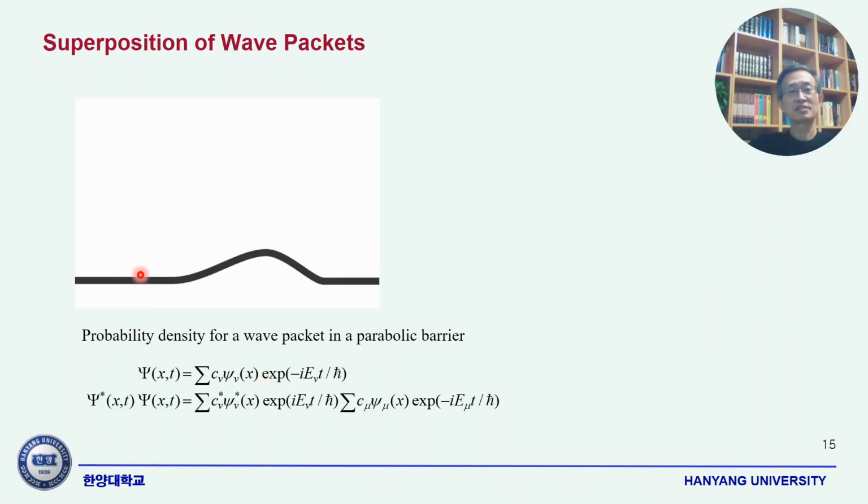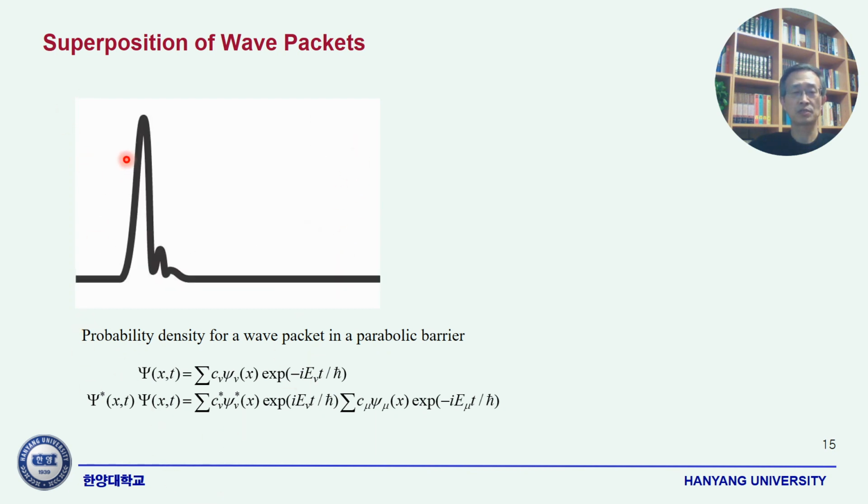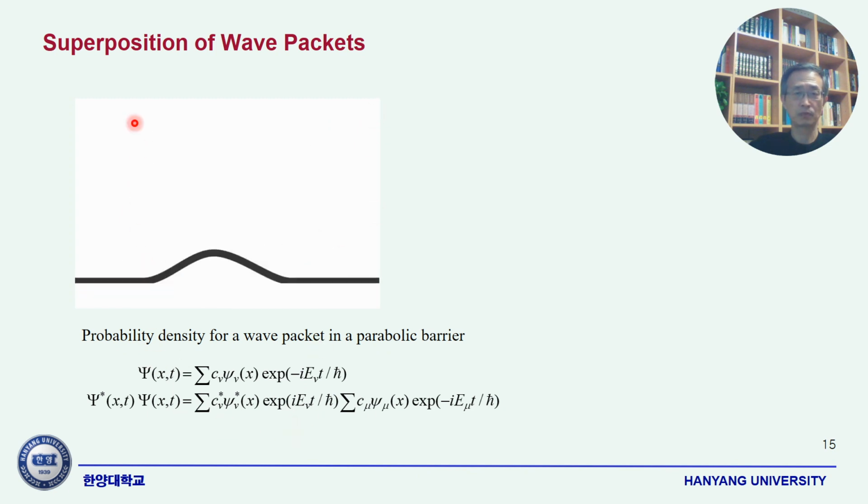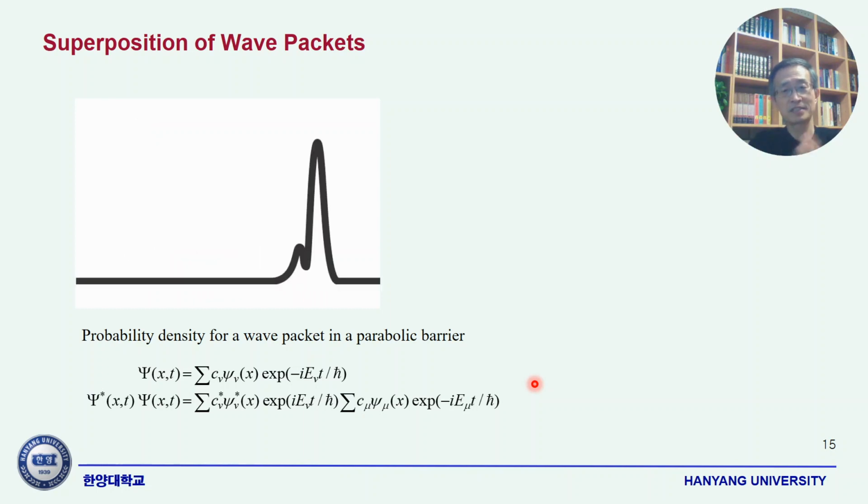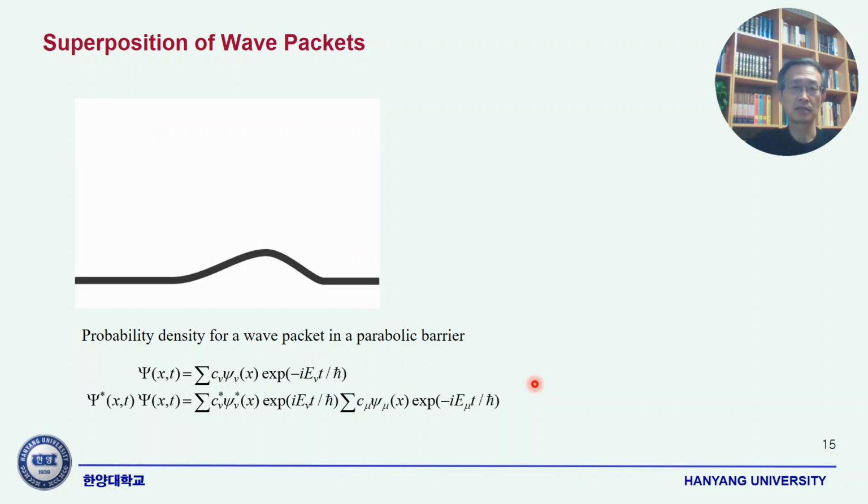Okay, so this is the probability which is going back and forth in your harmonic potential well. Okay, so let's wrap up, and this is the end of the particle in a box problem in quantum theory.